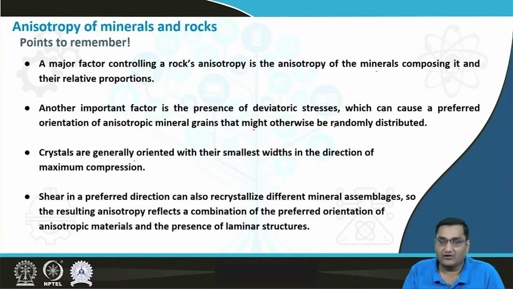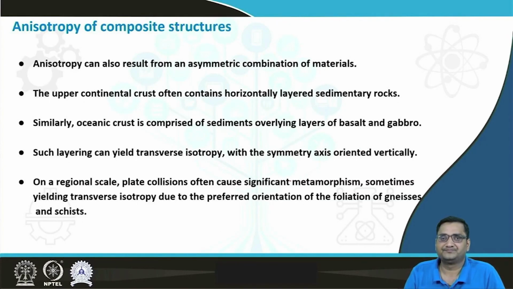Crystals are generally oriented with their smallest widths in the direction of maximum compression. Shear in a preferred direction can also recrystallize different mineral assemblages. So the resulting anisotropy reflects a combination of the preferred orientation of anisotropic material and the presence of laminar structure.